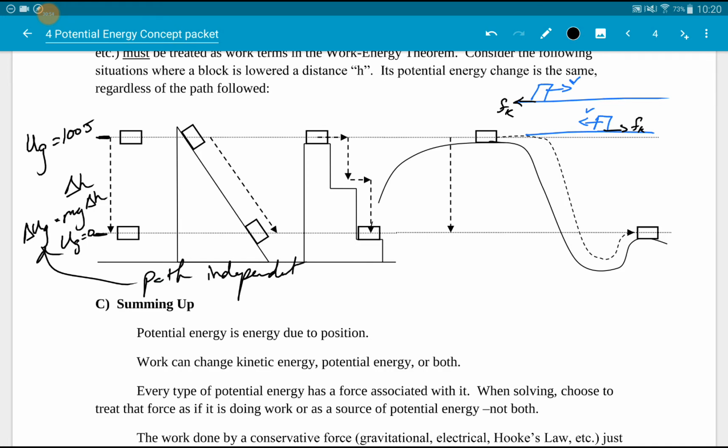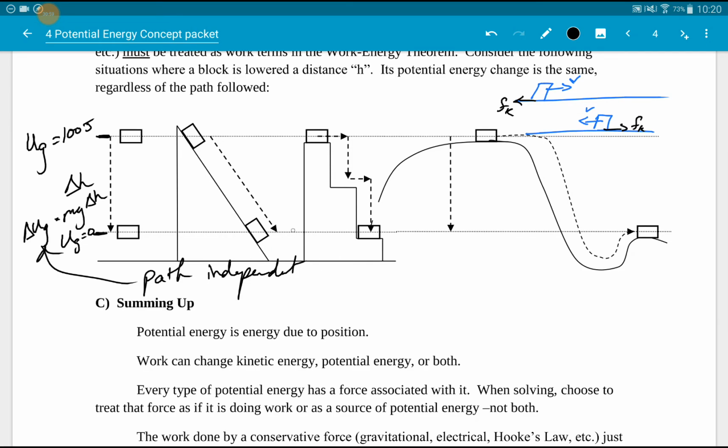And that's what we're talking about when we underlined that section up there on the top. It's independent of the path that you take. It just matters about the position itself and only that position.